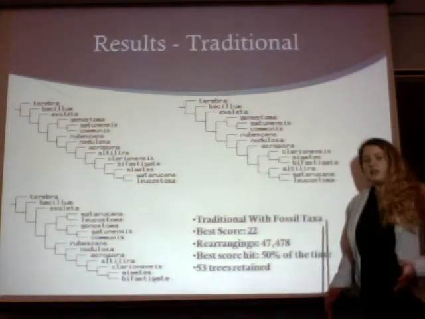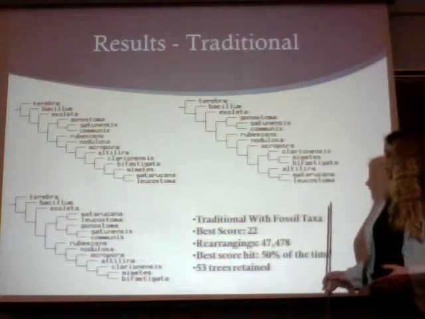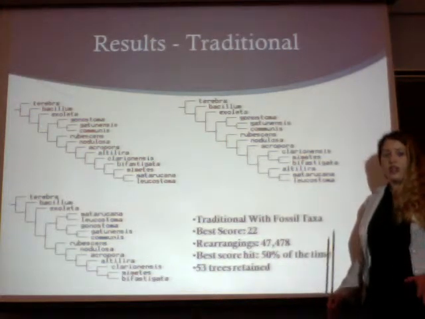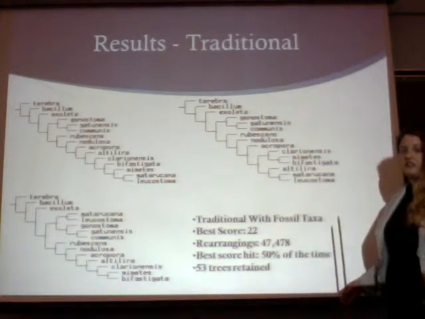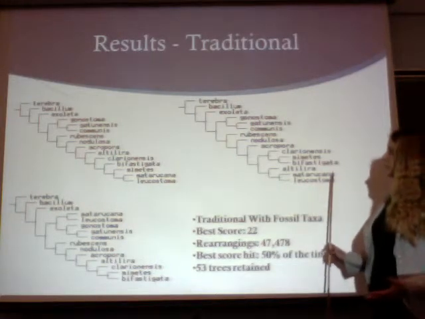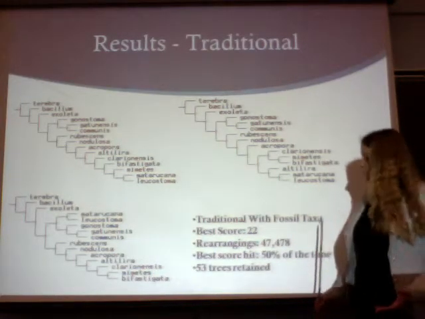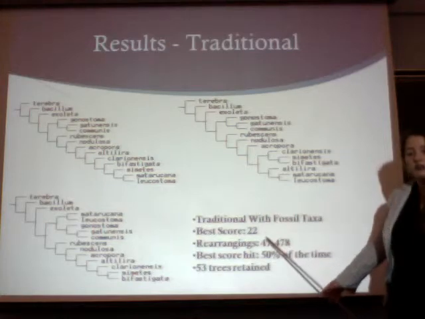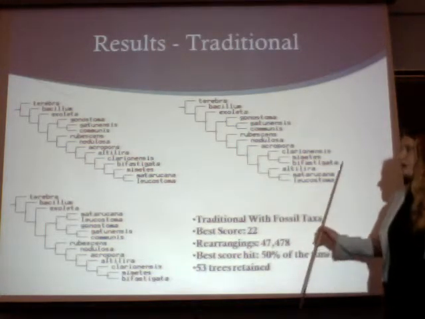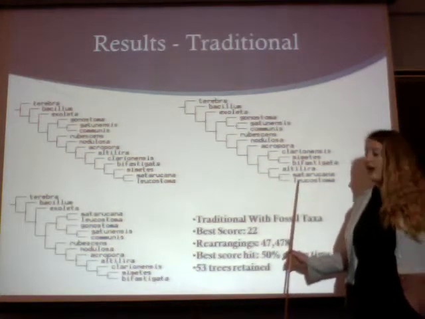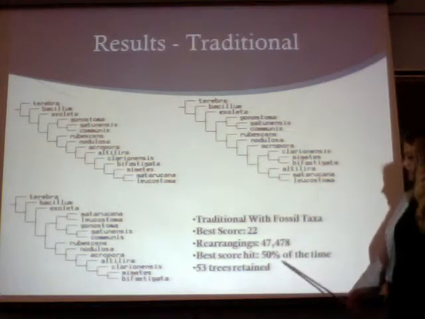Now, first I looked at the traditional data set, the traditional characters, those 7 that I talked about previously, to generate a series of trees. And the best score I had was 22. These are with the fossil taxa, so all 15 taxa. And 53 trees were retained.